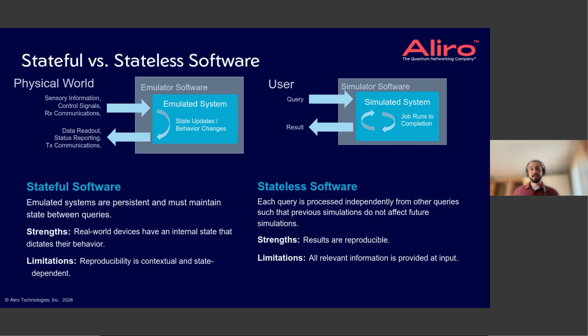external input. Now, this is very important to have because it makes our systems interactive, and that will better replicate the real world as our real world devices are stateful. However, it makes reproducing systems very contextual and state dependent. So if you want to reproduce a particular experiment or example of an emulated system, you would actually need to reproduce all of the context as well, making sure that the state of the emulated system matches the state that you're trying to reproduce. On the other hand, simulator software can run in a stateless format.